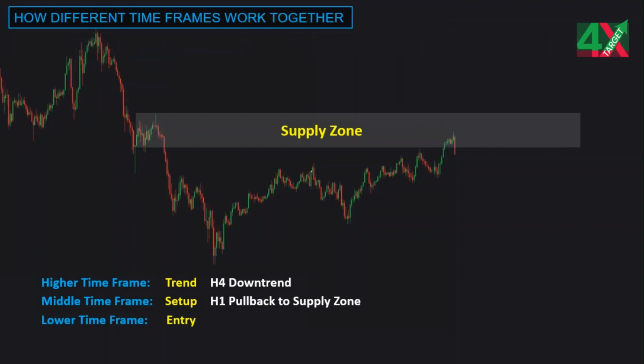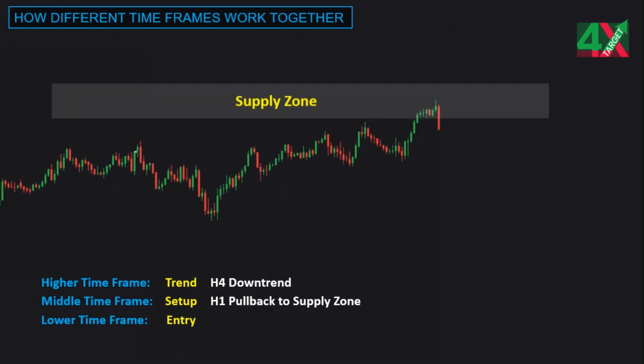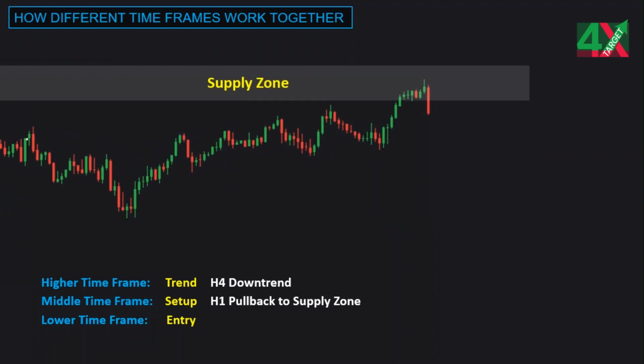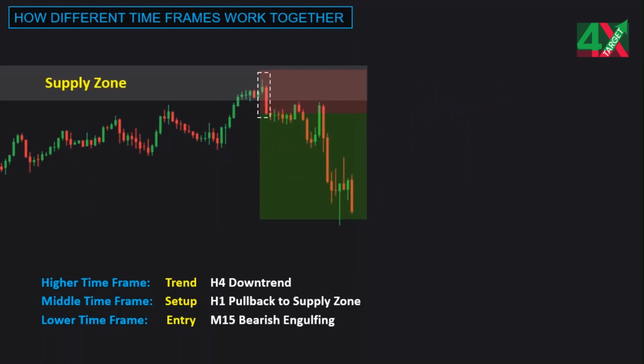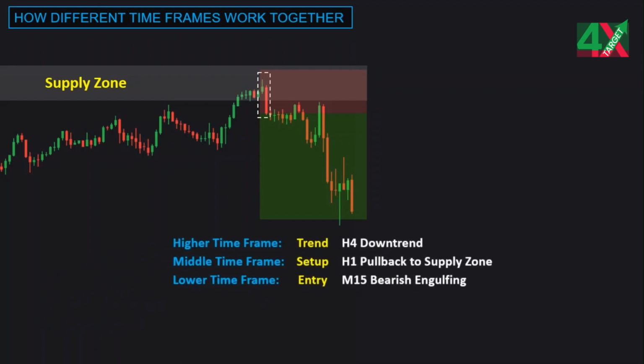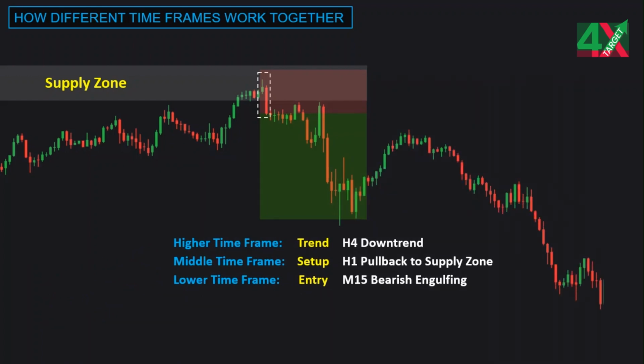Finally, the lower time frame is where precision matters most. Here, you zoom in to fine-tune your entry. You're looking for price action confirmations such as candlestick patterns, breakouts, fakeouts, or trendline rejections. This is the moment where you decide, is this the right time to enter? When these three time frames align, the higher time frame gives the direction, the middle time frame gives the setup, and the lower time frame gives the trigger. That's when you have a high probability trading opportunity.